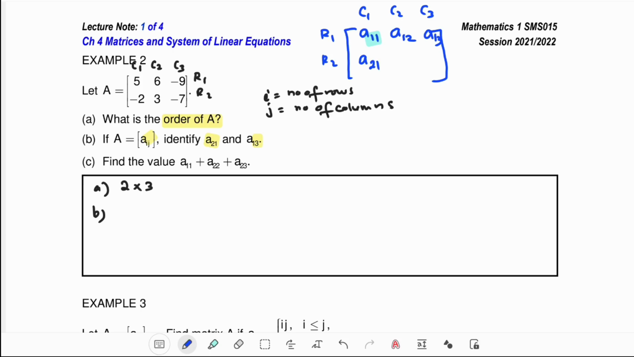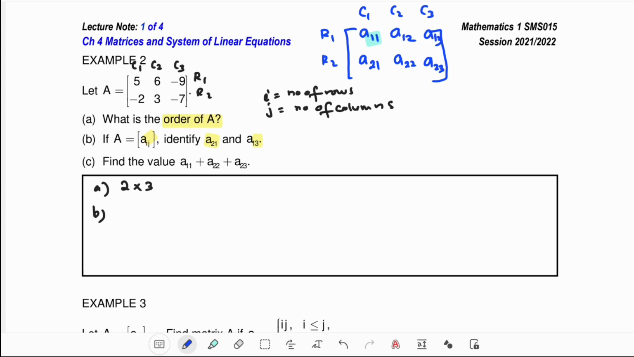Okay, so now we turn to row number 2, the second row. That's why we write it as A21. It means that the location of the entry is the second row and the first column. And you just write down the next one. This one should be A22 and this one is A23.